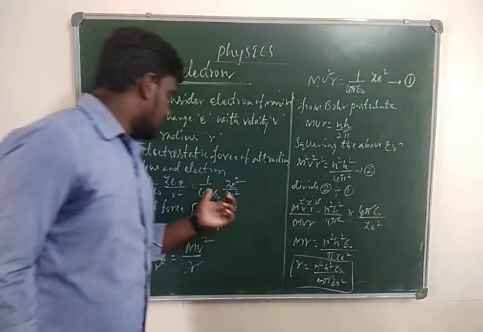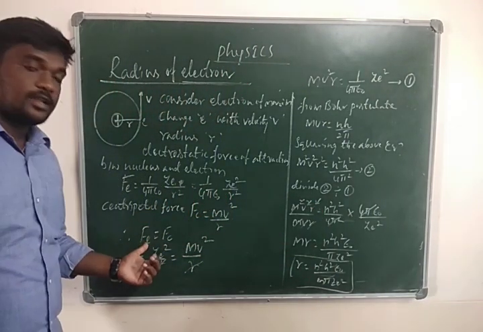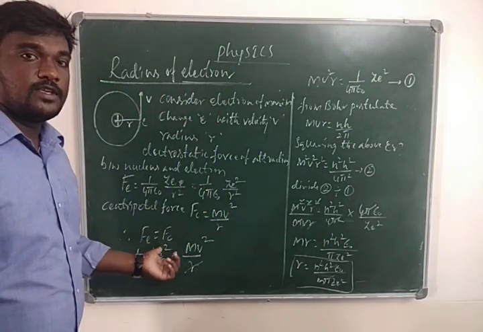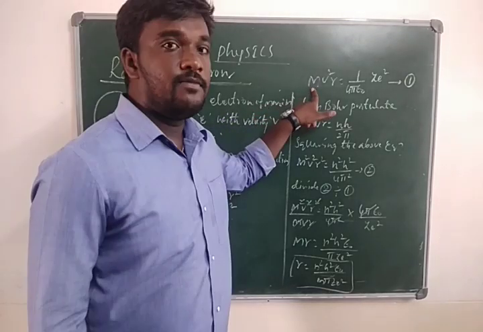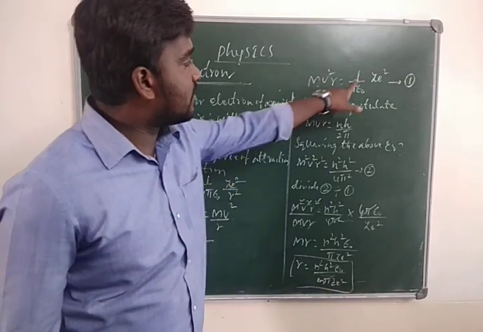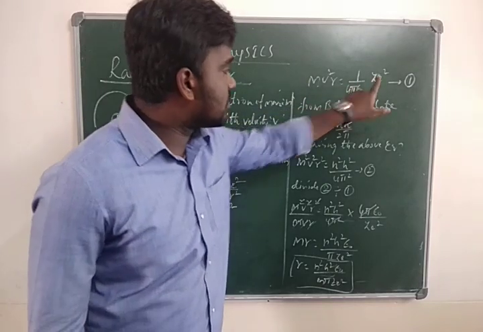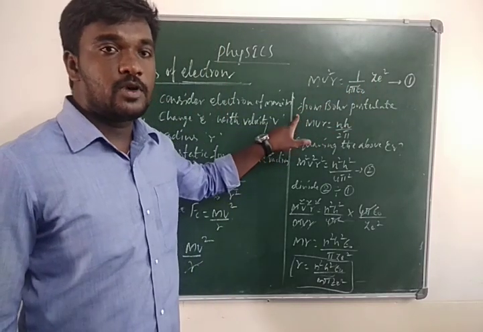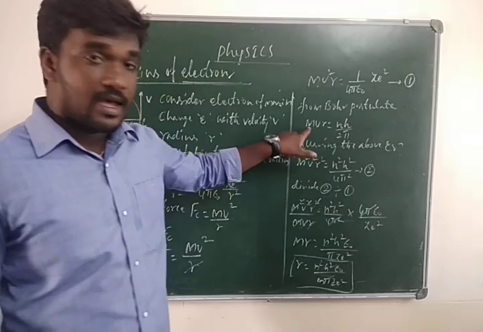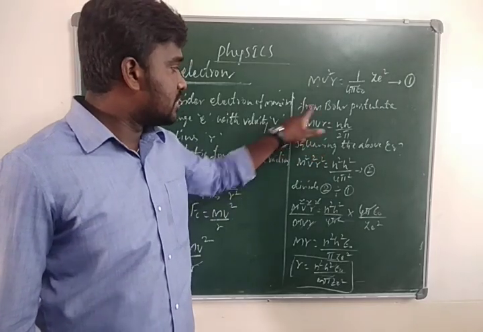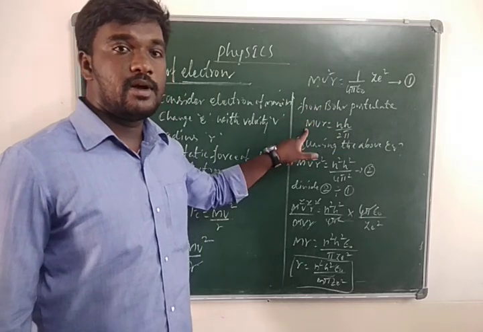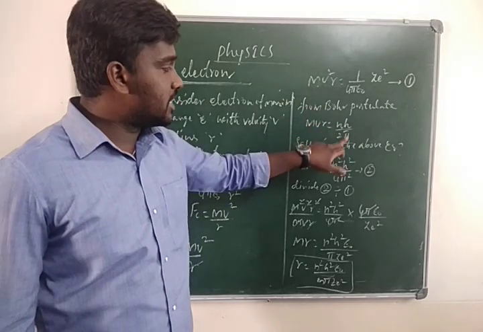Therefore we equate the electrostatic force of attraction Fe equals Fc. So we get the equation m v square by r equals Ze square by 4 pi epsilon naught. According to Bohr's postulate, angular momentum is an integral multiple of nh by 2 pi. So the angular momentum, mvr, is equal to nh by 2 pi.